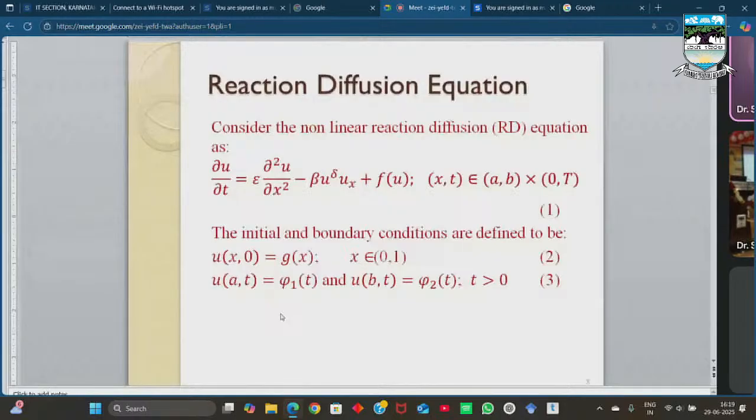U raised to the power delta, ∂u/∂x represents the advection term, and ∂²u/∂x² is our diffusion term. And I have taken the Dirichlet boundary conditions to study my problem. However, we can take Neumann or standard mixed boundary conditions too. The initial condition for the function is taken to be this, represented by equation number 2. Sorry, this is a misprint, 0, 1. The x domain is AB, not 0, 1.